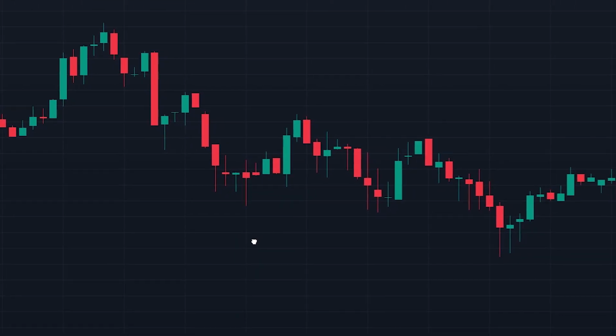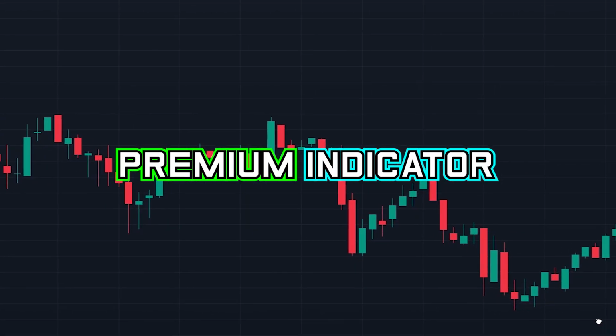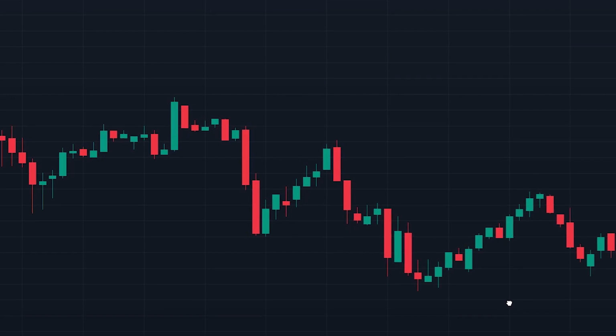If we compare the strategy and indicator to free indicators, I would say that this premium indicator is easier to read and manage since it has so many indicators packed into one.